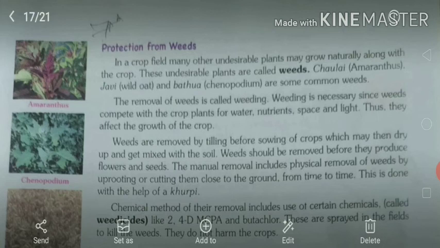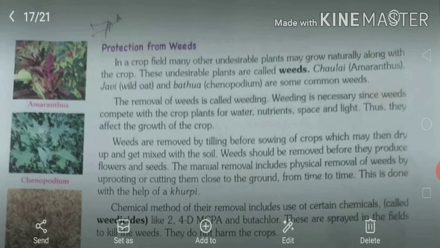Some weeds are poisonous for human beings and animals, whereas some weeds interfere in harvesting. The best time for the removal of weeds is before they produce flowers and seeds. Weeding is done by hand or with the help of implements like a trowel, that is called khurpa. Weeds can also be destroyed or controlled by spraying special chemicals like weedicides in the crop fields. Thus, the various methods of weeding, that is controlling or eradicating weeds, are as follows.